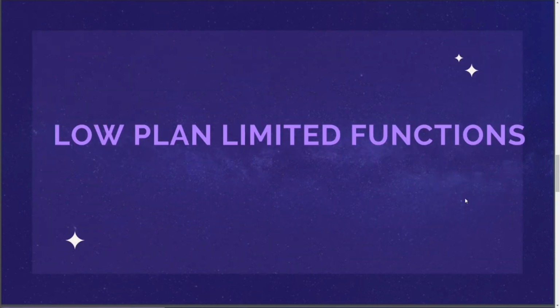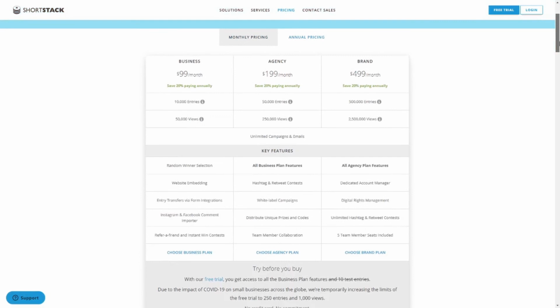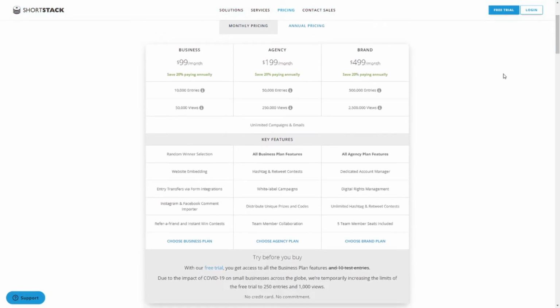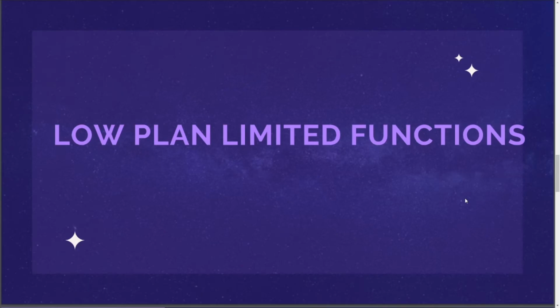And the next one is that they do have a very nice plan. And the thing about Shortstack's plan is that they do have a low plan. They do have a cheap plan. I won't say that the price is too expensive compared to other competitors. Their price is something which I would say it's okay, it's nice, it's good enough. But they do have this low price plan, right? And this low price plan has limited function.